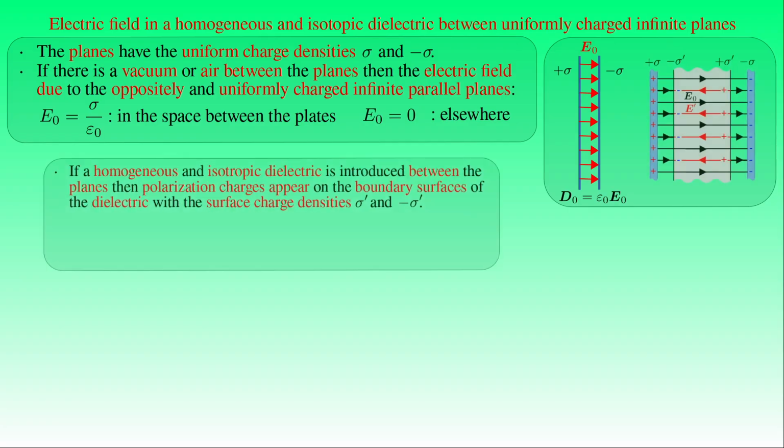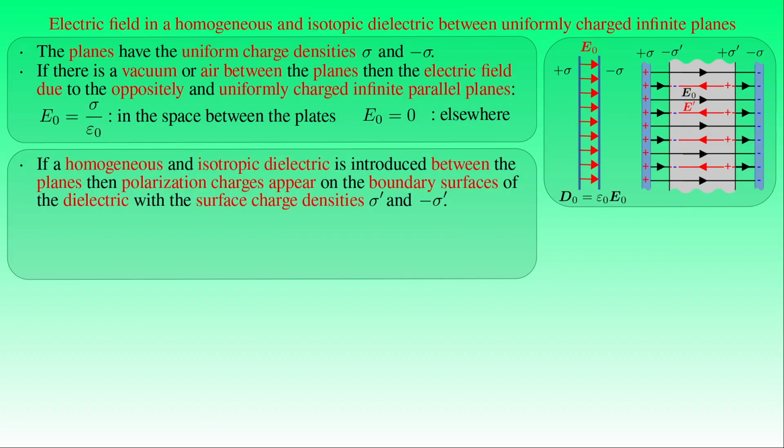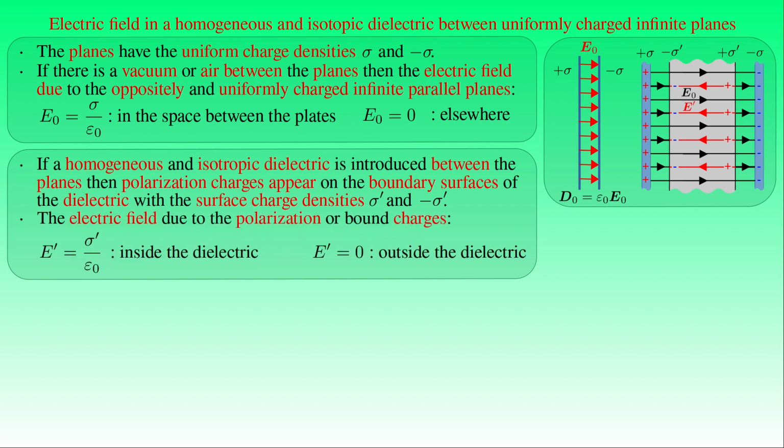If a homogeneous and isotropic dielectric is introduced into the electric field E0, then the insulating material becomes polarized due to this field, and bound or polarized charges appear on the surface of the dielectric with the negative and positive surface charge density sigma prime. These bound charges produce a field strength E prime inside the dielectric with the magnitude of sigma prime over epsilon naught. Outside the dielectric, the field strength E prime is equal to 0.